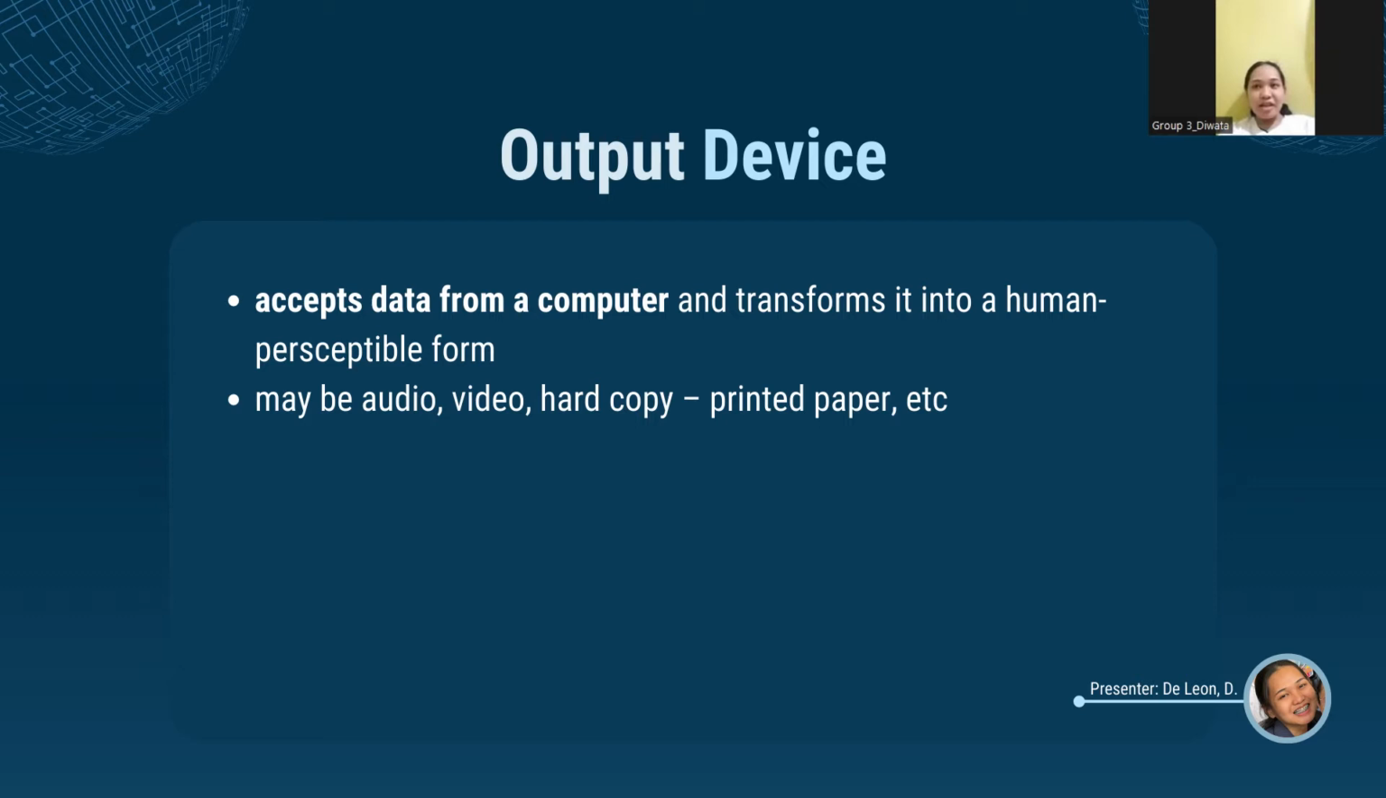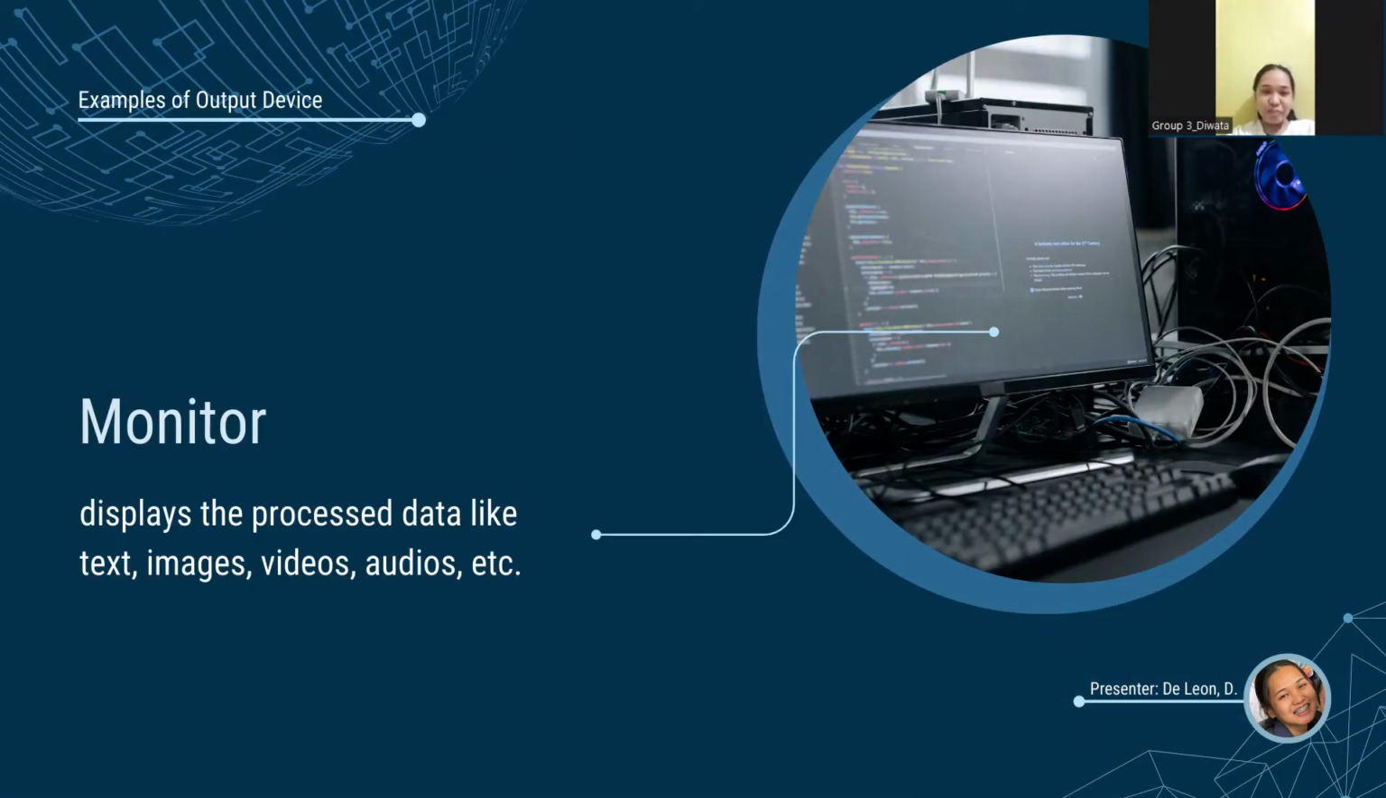Output devices are any peripheral that accepts the data from a computer and prints, projects, or reproduces it. It can be in the form of audio, video, or hard copy, like a printed paper. Next slide. So there are various output devices. They are as follows. First, the monitor. The monitor is often known as a visual display unit or VDU. It displays the processed data like text, images, videos, audios, etc.